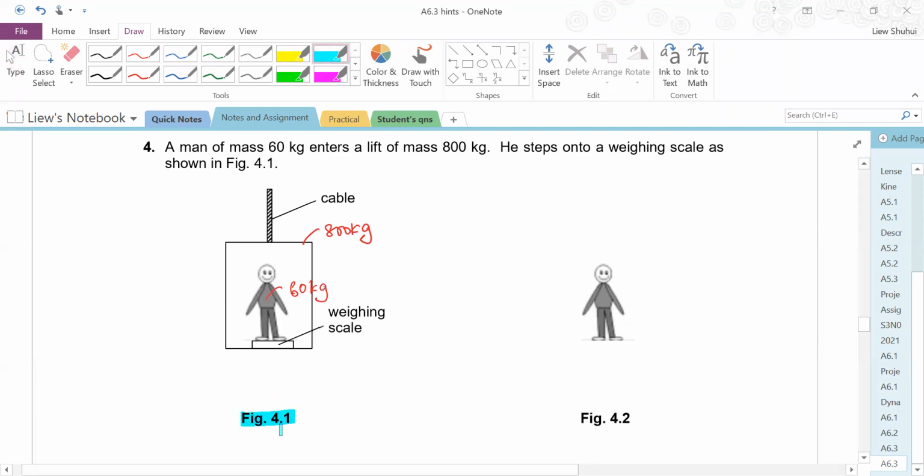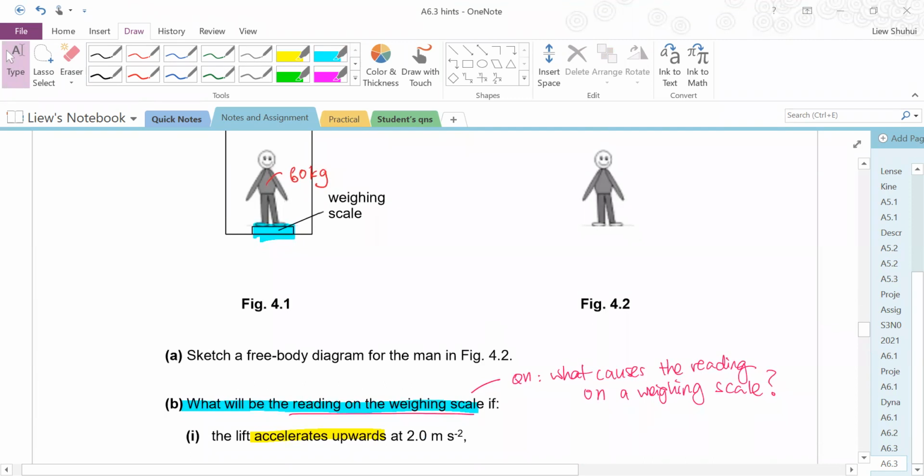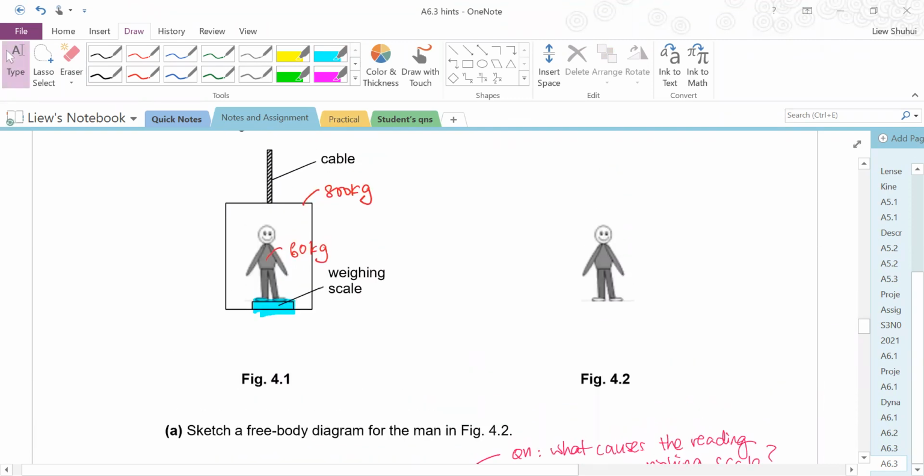So figure 4.1 is here, and the man is stepping on a weighing scale. Then the question says, can you sketch a free body diagram for the man? So the man with a mass of 60 kg definitely will have his own weight. Since he is in contact with the weighing scale, the weighing scale will exert a normal contact force by the scale on the man.